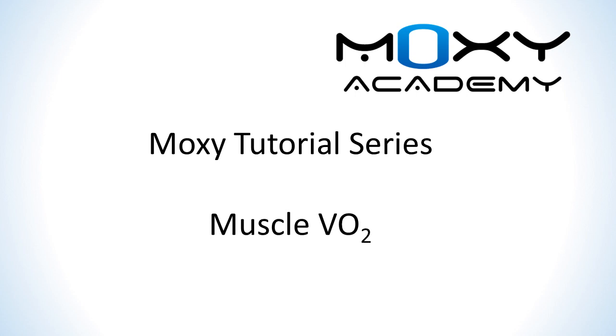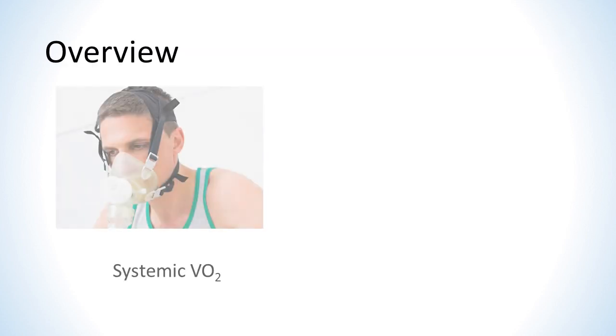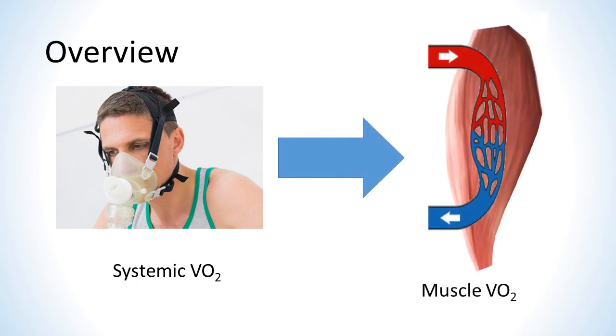This lesson is muscle VO2. This presentation is going to review the concept of VO2 at a systemic level from a respiratory and cardiac perspective. Then this concept will be applied on an individual muscle level so that we can learn to visualize the physiology through the SMO2 and THB data.